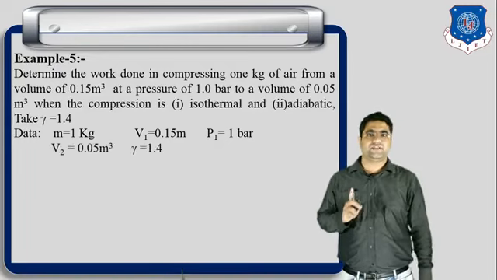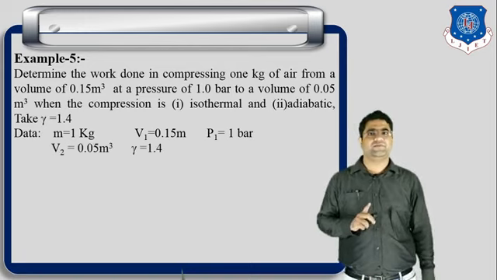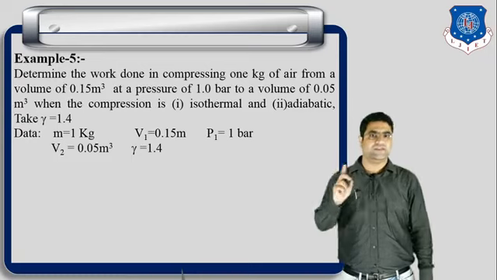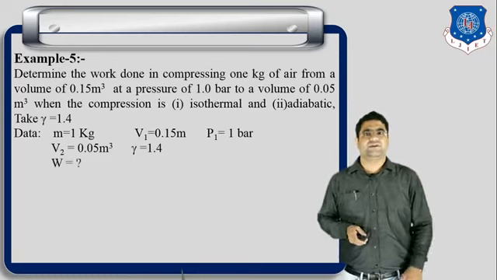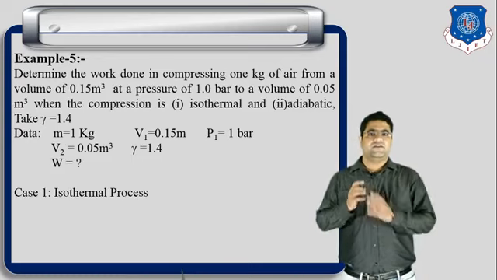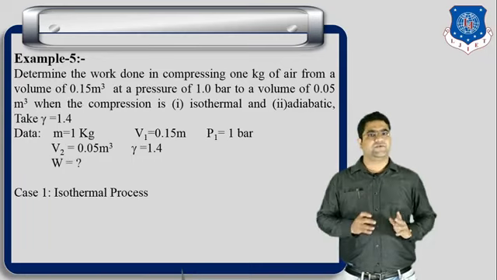Okay, now V2 they have given, that is 0.05 meter cube, and the value of gamma for the air is equal to 1.4, that they have already given. Okay, so we have to find the work done. So let us start with the isothermal process.